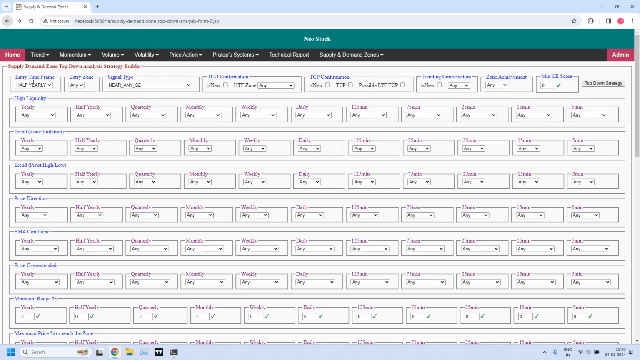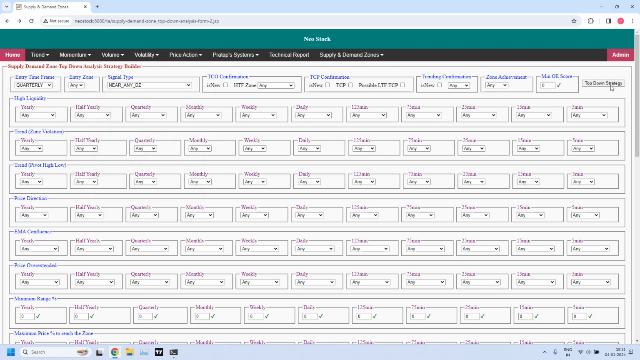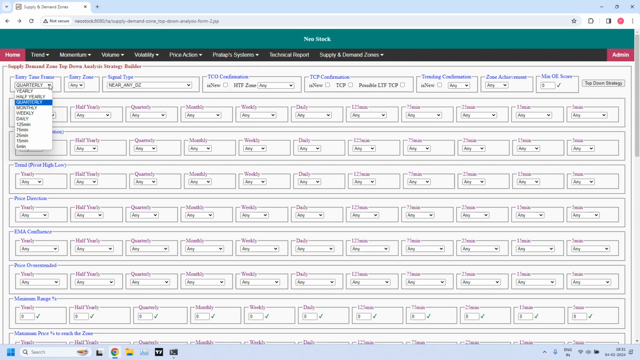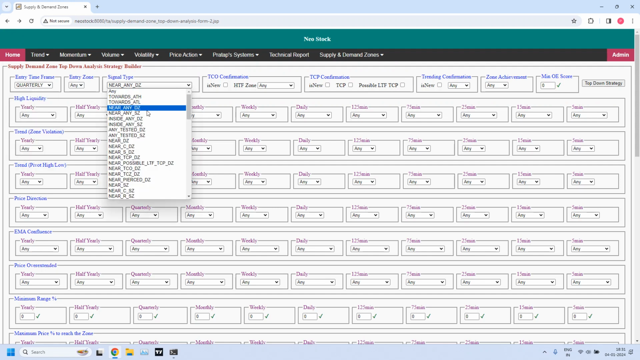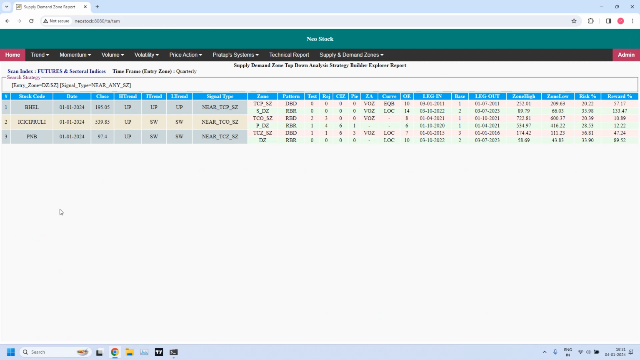Let's go back. Let us change the time frame to quarterly time frame. Let us find the stocks near quarterly demand zone. No stocks are there near quarterly demand zone. Quarterly time frame, let us find the stocks near quarterly supply zone. And 3 stocks are filtered.